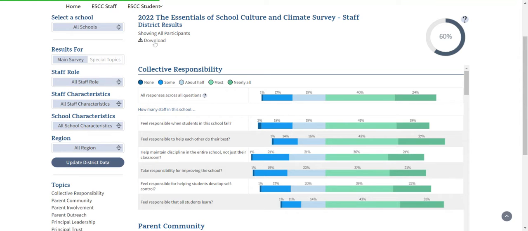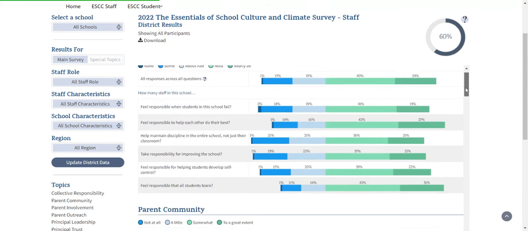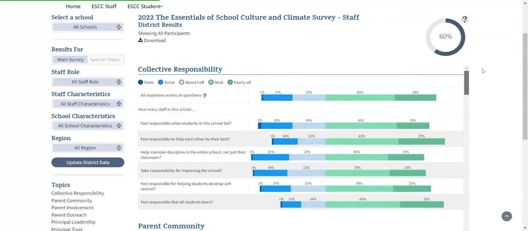You also have a download button. This download button allows you to download all of the data that are presented on the page at that time into a CSV file. You also have filters. These filters allow you to filter out the data for the whole district by staff role. So I could look at what paraprofessionals feel about their school, or school psychologists, engineers. Every role that's represented in the district is presented here as options to filter the data.